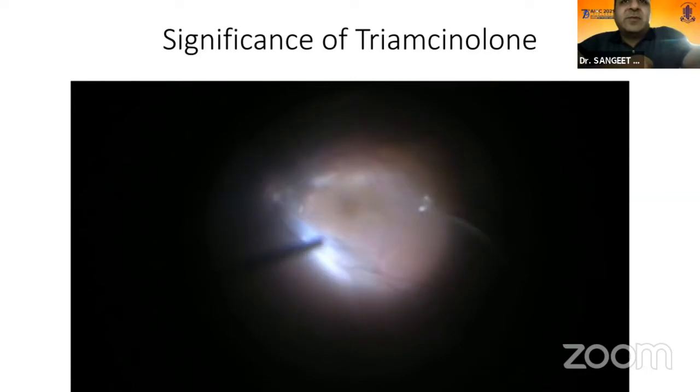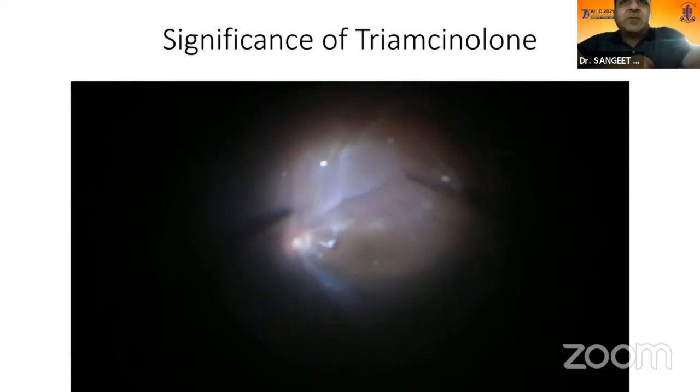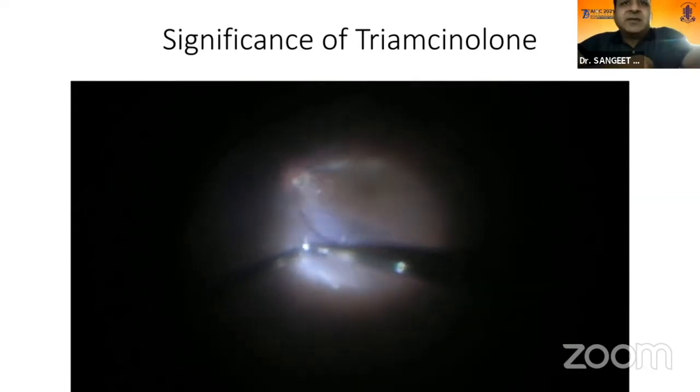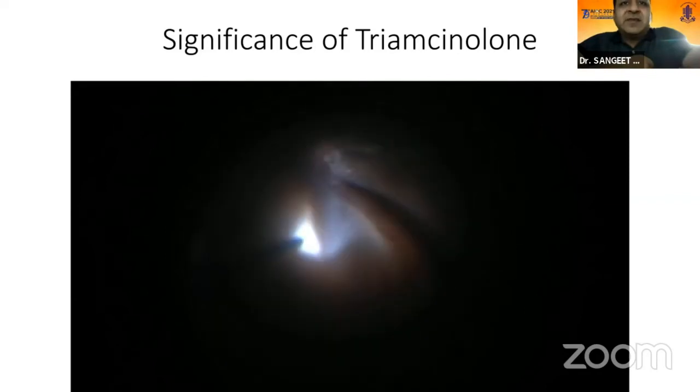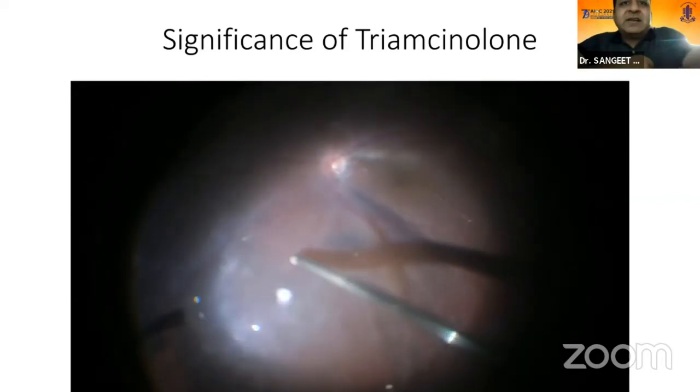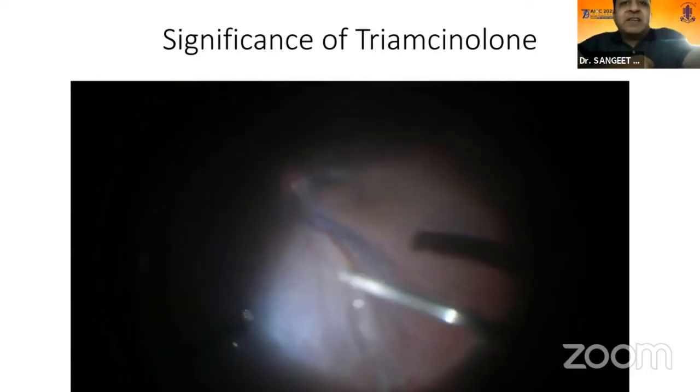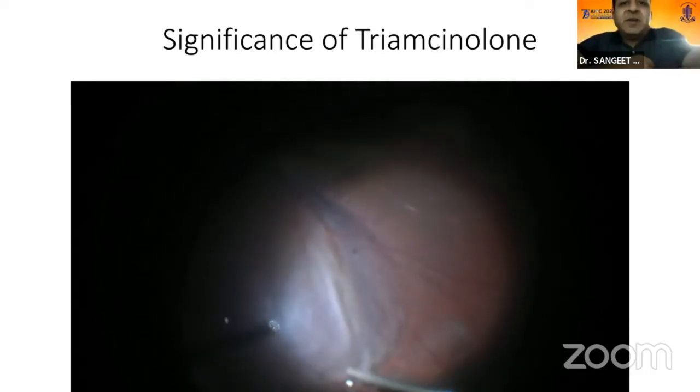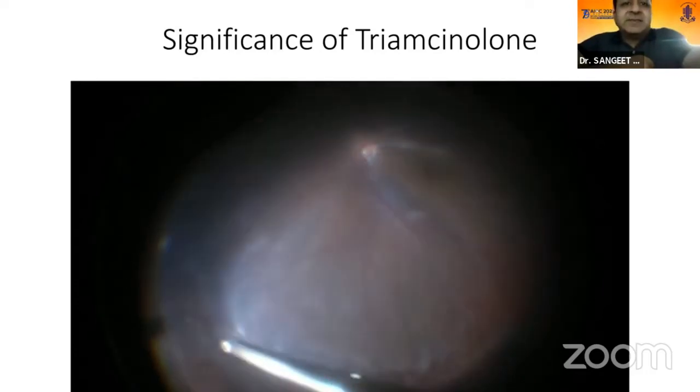You see, still so much of this posterior hyaloid is left behind. So you have to scan these eyes completely and wisely and remove as much vitreous as possible. You have to be liberal with scanning in these eyes.